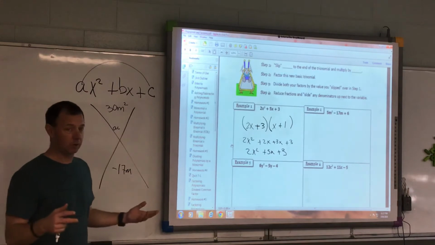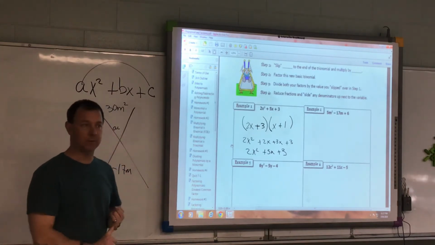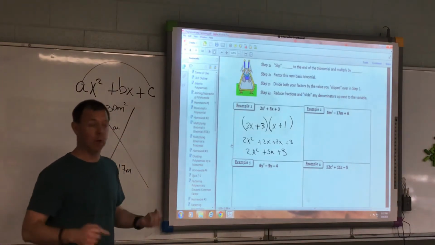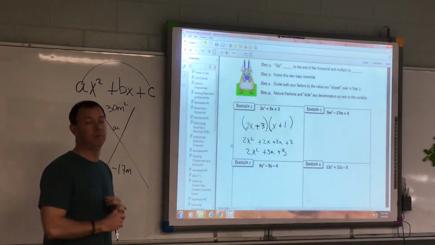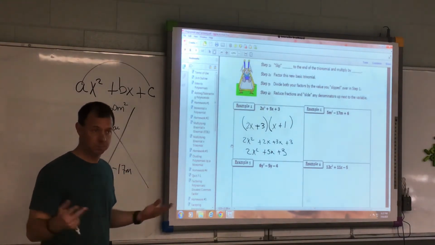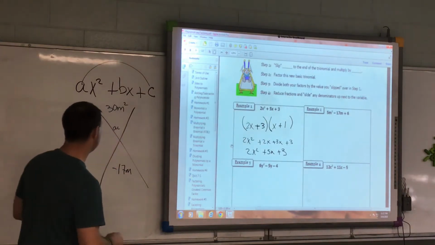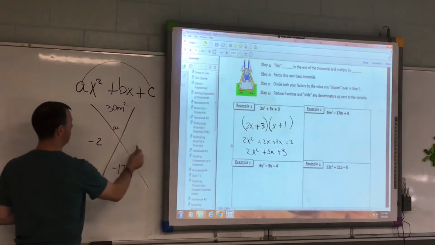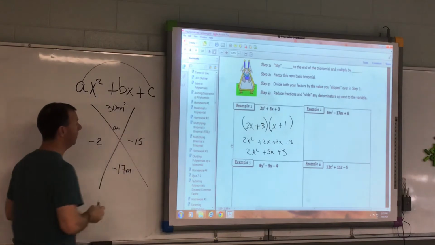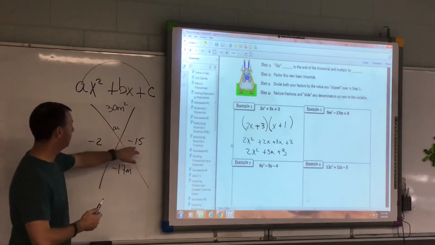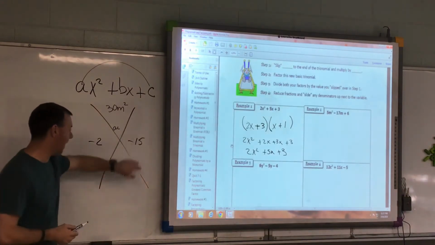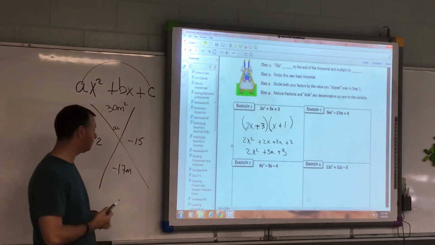If you just start a list, 1 and 30. Can 1 and 30 make 17? No. Does 2 go into 30? Yeah, 15 times. Can 2 and 15 make 17? Sure they can, if I have a negative 2 and negative 15. That totally works. They multiply together to get 30, and they add up to be negative 17.